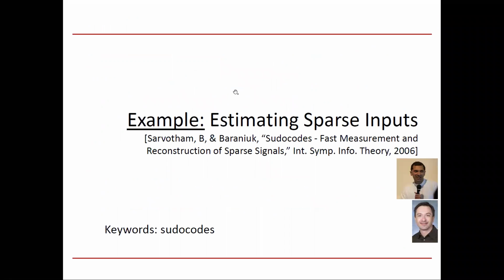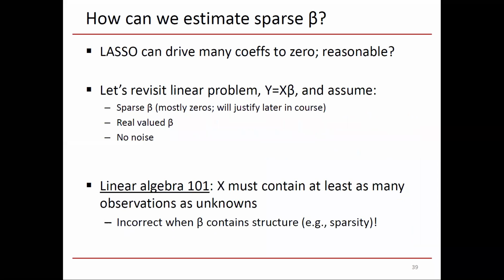So let me give you an example, work of mine from 2006 with my colleagues Shri Sarvotham and Rich Baraniuk. In this example, I'm going to demonstrate that sometimes for structured problems, when beta is structured, we can actually do quite well. So the challenge here is, why would we think that we can estimate a sparse beta? Is there some advantage to a sparse beta?